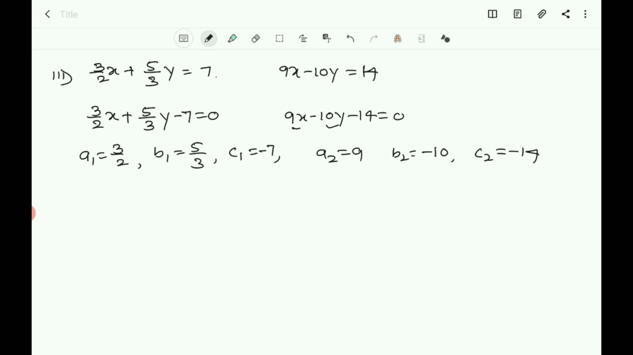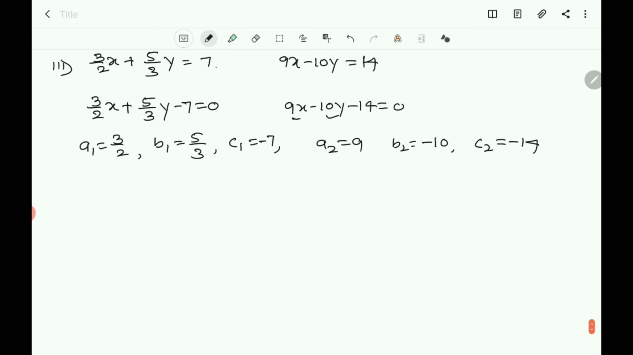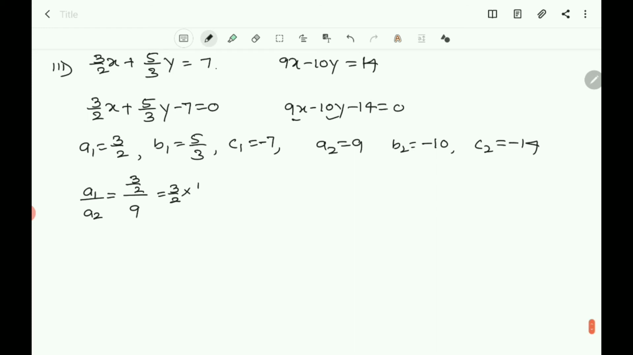Then you write a1 by a2. a1 by a2 is 3 by 2 by 9, that is equal to 3 by 2 into 1 by 9. 3 ones are 3, threes are, you will get 1 by 6.